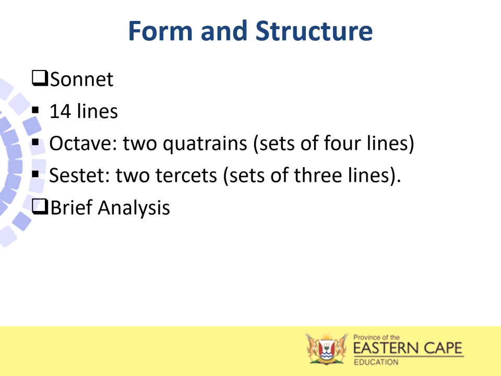We now move on to the form and structure of the poem. This is a sonnet with 14 lines, divided into an octave and a sestet. Now a brief analysis of this sonnet. The title, Felix Randall, introduces us to the person honoured in the poem. It's significant that the person honoured is very humble and not world famous. This suggests that Hopkins is interested in celebrating ordinary people, and believes that all people are worthy of being honoured, regardless of their social standing and fame.